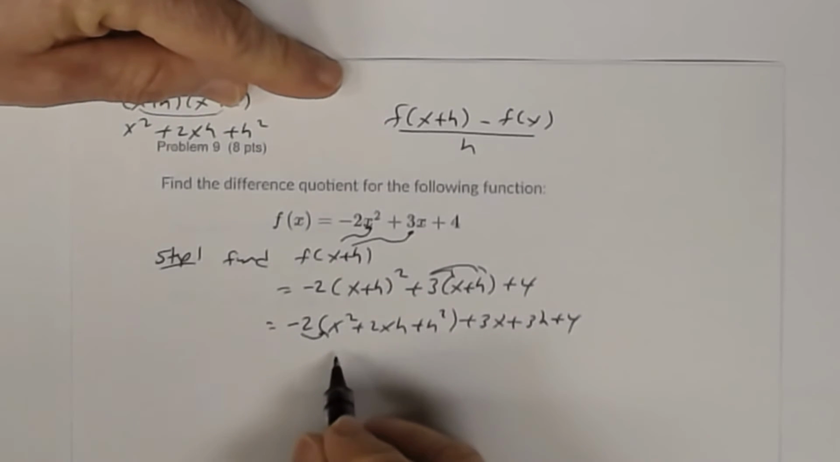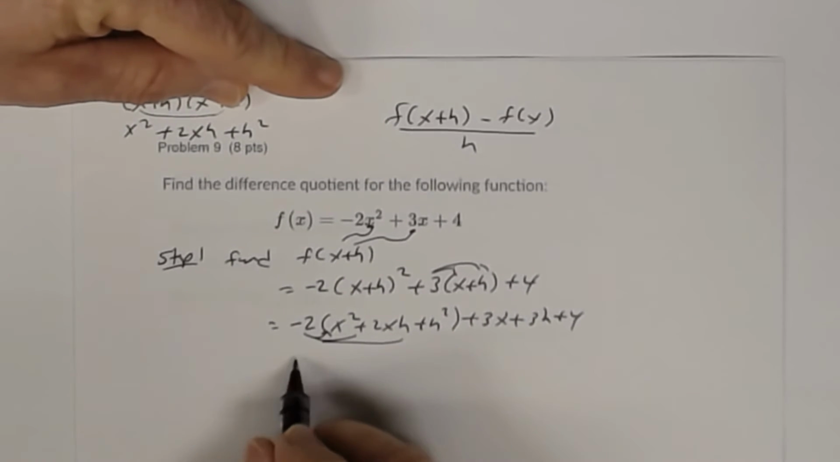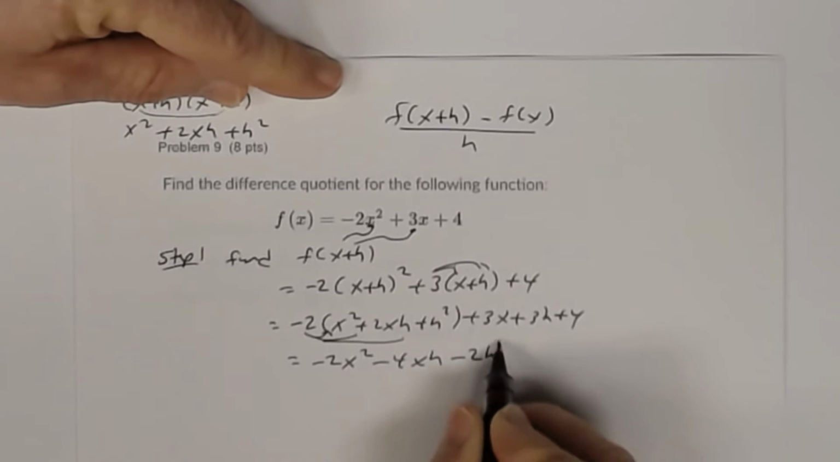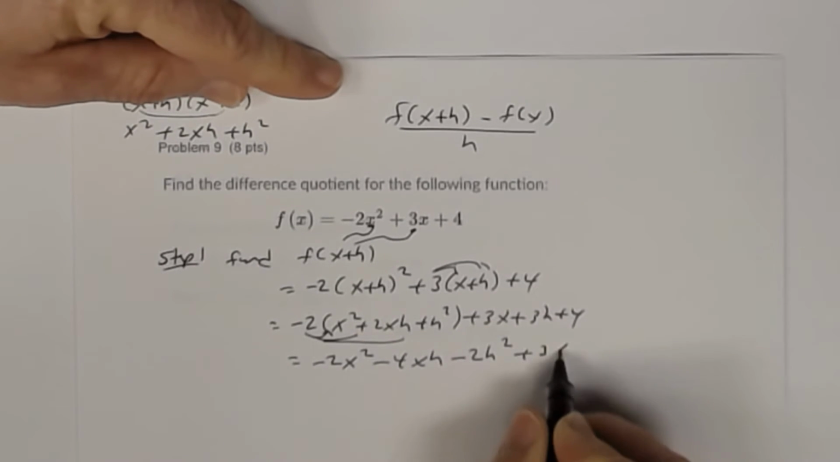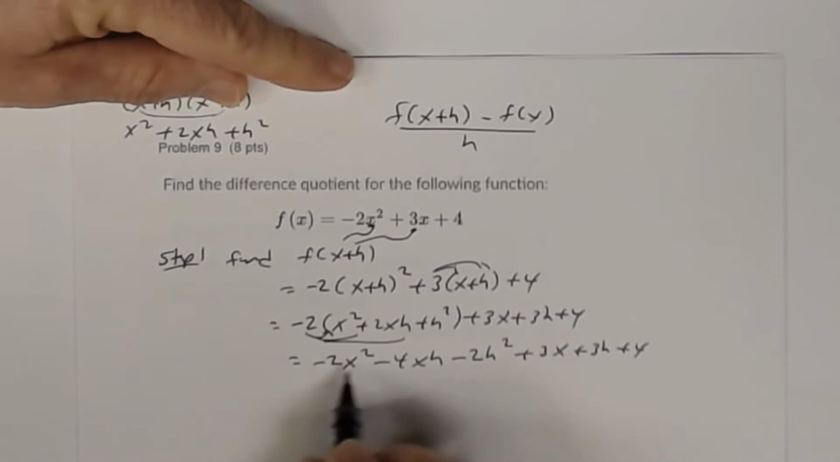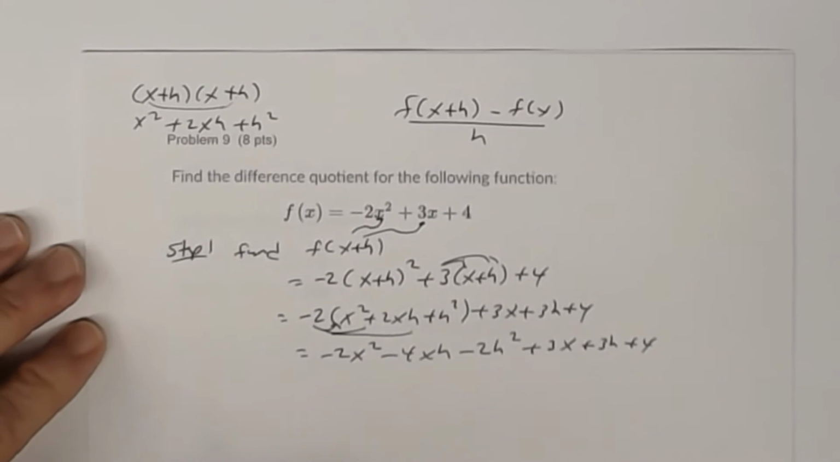Distribute the negative 2 through here, I get negative 2x squared. A negative 2 times 2xh is a negative 4xh. A negative 2 times h squared is a negative 2h squared. And then plus 3x plus 3h plus 4. Now there are no like terms, so that's all I can do here. So that was step 1.